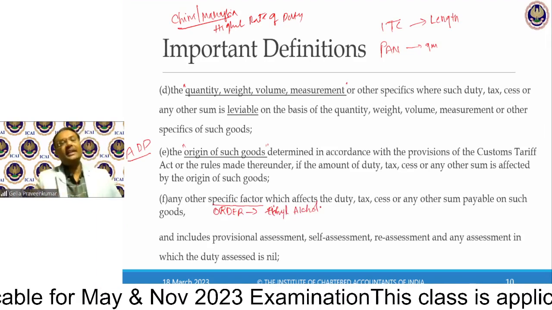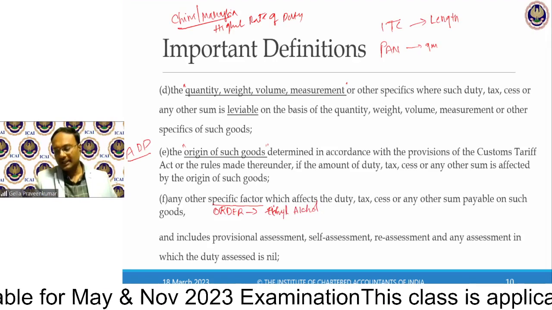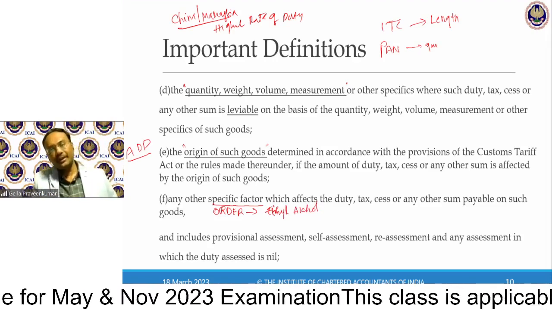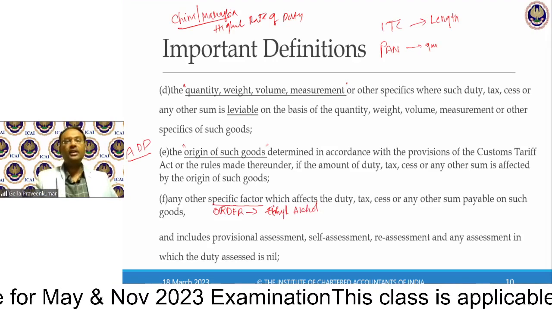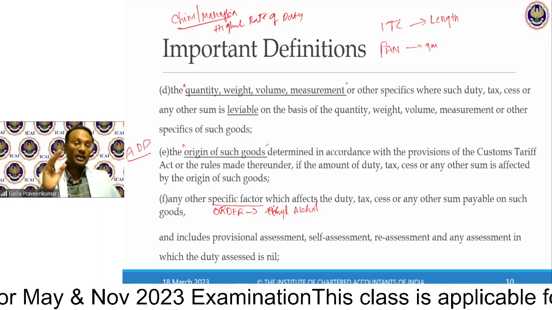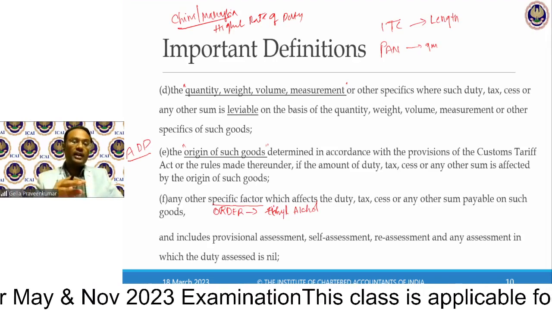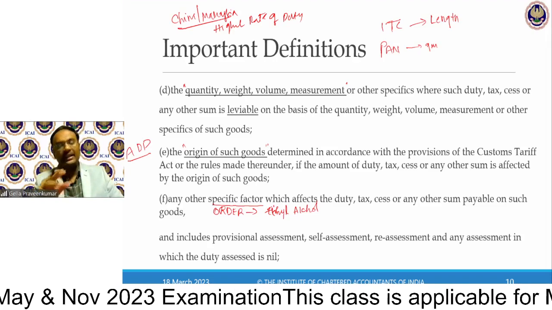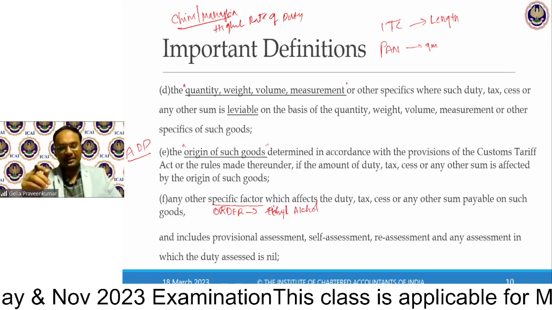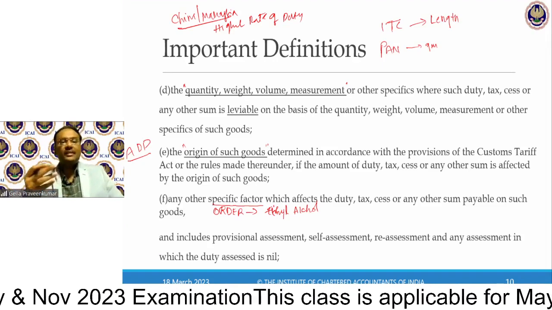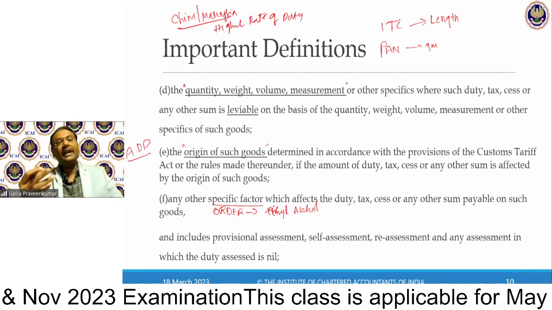What is the specialty of ethyl alcohol? It is a normal alcohol which could be used for human consumption or for industrial consumption. If it is not denatured, not mixed with chemicals, it is used for human consumption. If I use the chemicals in the presence of a customs officer, my rate of duty is completely different.